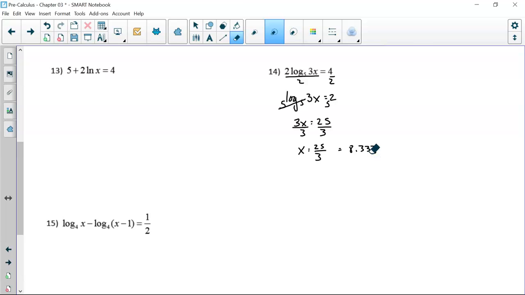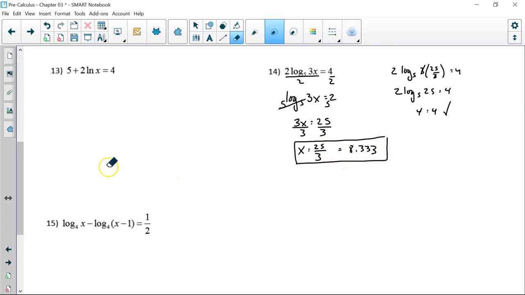When I check, because I have the exact, that's easy to work with, 2 log base 5 of 3 times 25 thirds equals 4. So it's 2 log base 5 of 25 equals 4. So if you type that in, you're going to get 4 equals 4. It's a nice solution. And there we go.